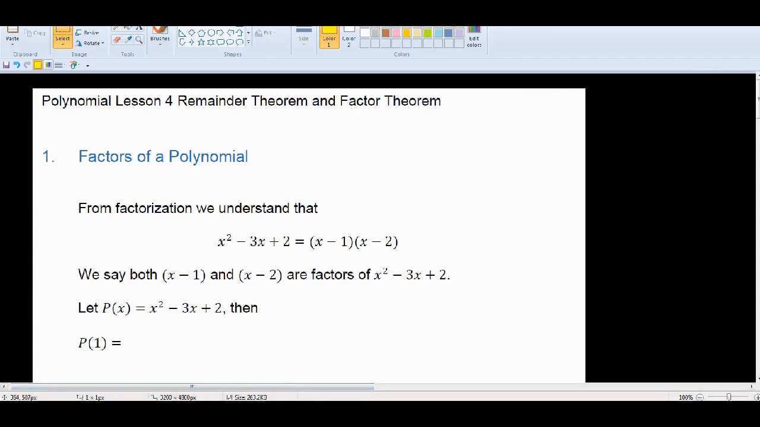This lesson we are going to talk about a new theorem called Factor Theorem. But actually, Factor Theorem is well related to our previous discussion on Remainder Theorem.